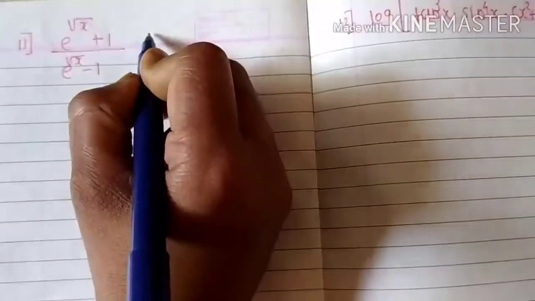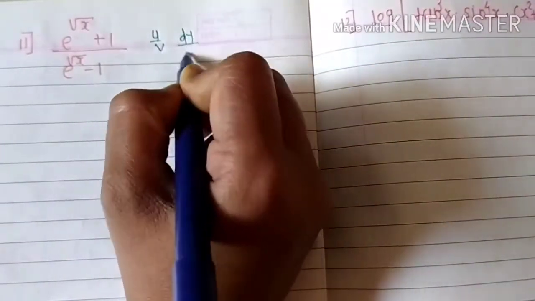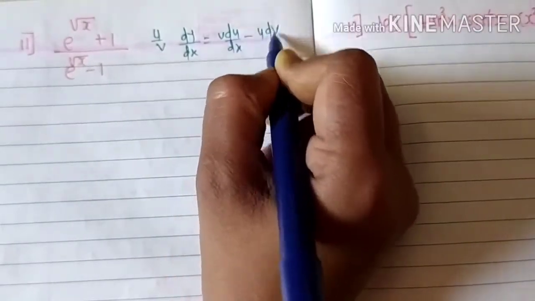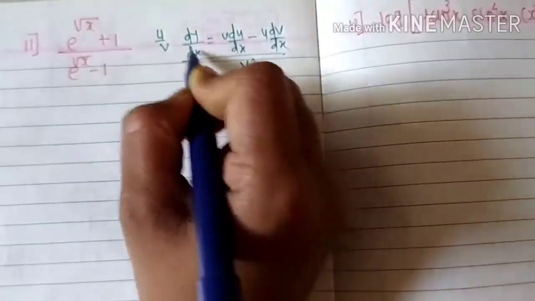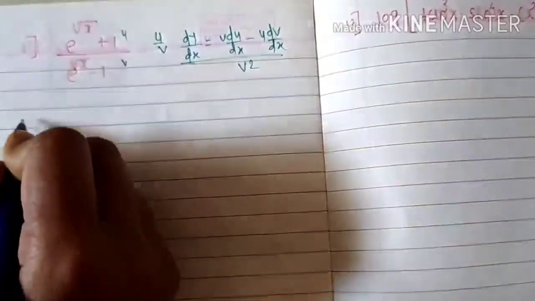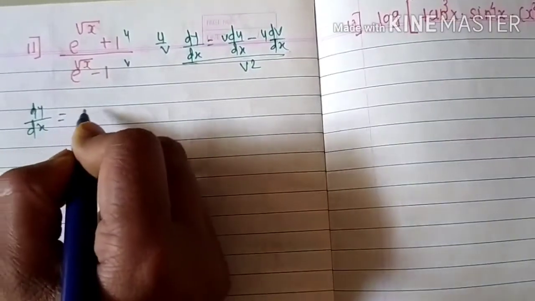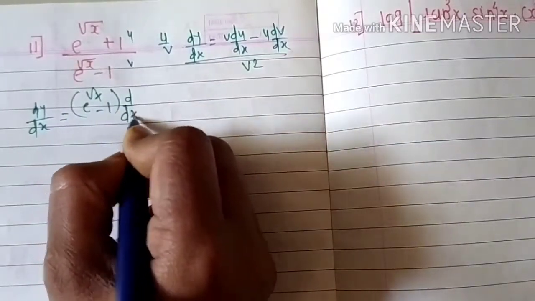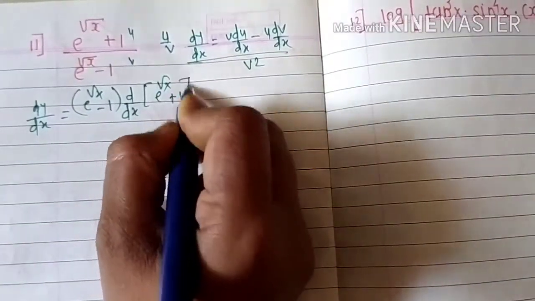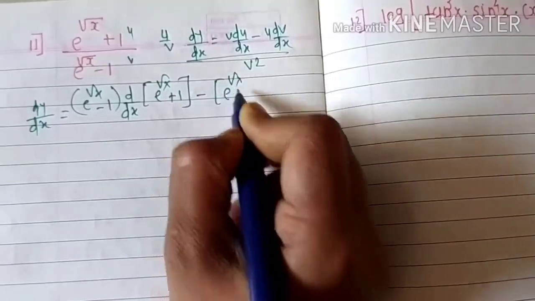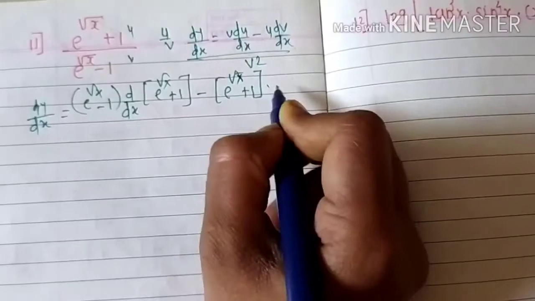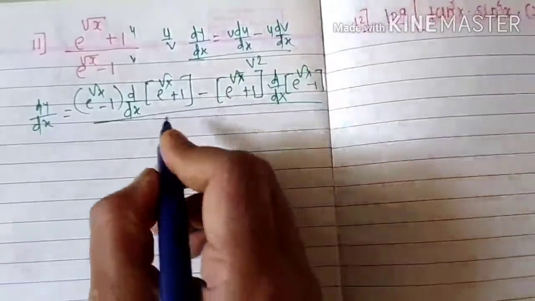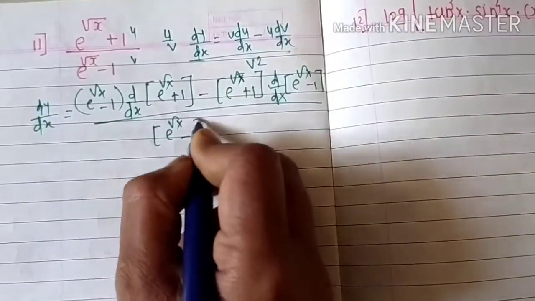Also u upon v form, then u upon v, then dy by dx is equal to v into du by dx minus u into dv by dx divided by denominator square. Then apply this, this as u, this as v, then dy by dx is equal to v into, means e raised to root x minus 1 into derivative of this e raised to root x plus 1 minus e raised to root x plus 1 constant into derivative of denominator e raised to root x minus 1, divided by denominator square, that is (e raised to root x minus 1) square.